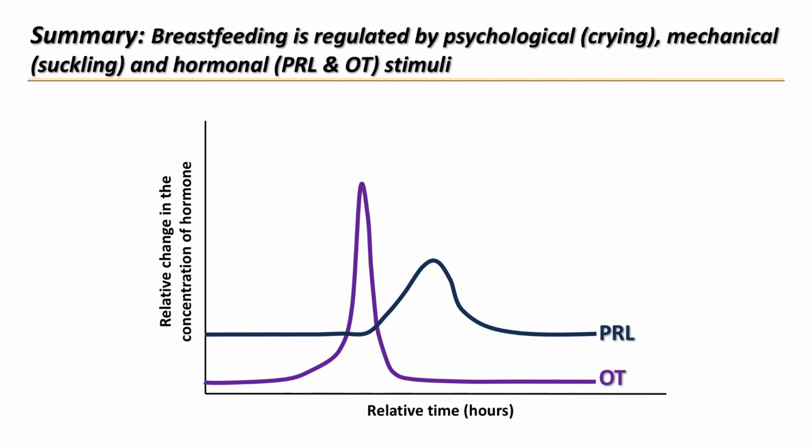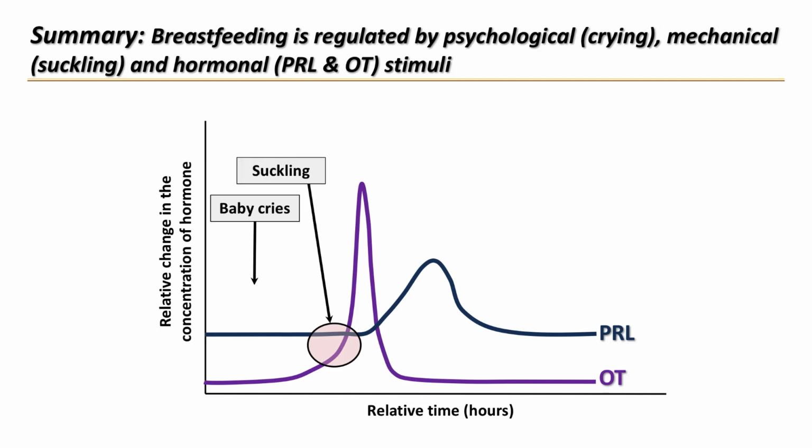So in summary, breastfeeding is regulated by psychological, mechanical, and hormonal stimuli. The graph illustrates relative changes in prolactin and oxytocin, typically during a single feeding. So mom hears the baby cry. This leads to a relatively quick increase in oxytocin, i.e. that psychological or auditory stimulus. The suckling will occur. While suckling, there is a large increase of oxytocin due to the mechanical stimulation of the nipple. This oxytocin will lead immediately to milk letdown, i.e.